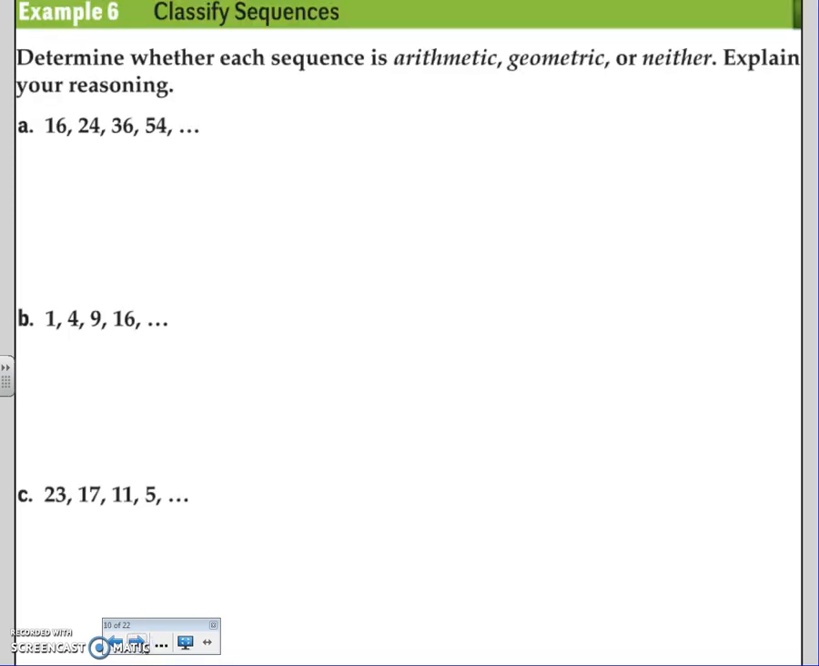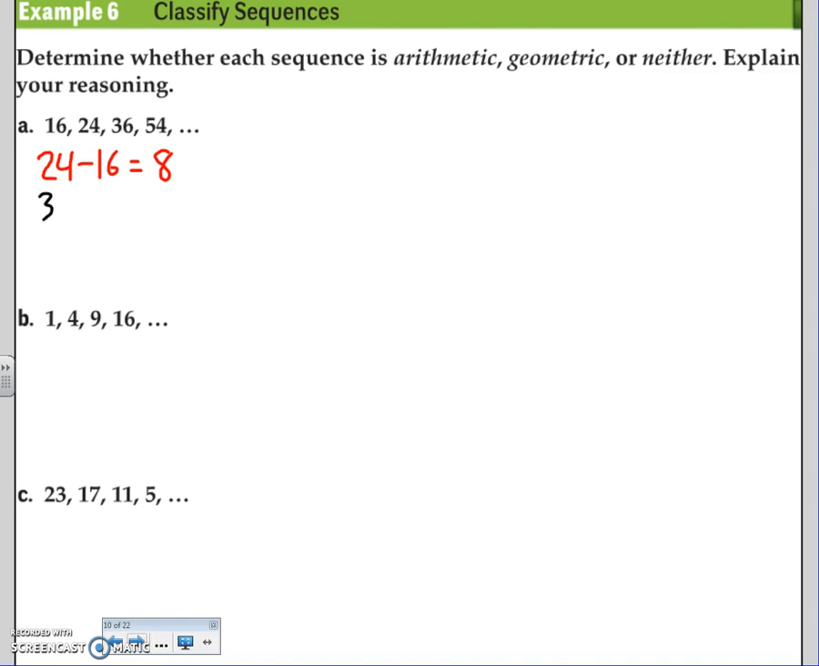Classify these, whether they're arithmetic, geometric, or neither, and explain. So first, let's just test them. This first one, let's see if it's arithmetic. I'm going to try to find the common difference. I'm going to check d. So 24 minus 16, that's 8. I think it's plus 8. So 16 plus 8 is 24. 24 plus 8 is 32, not 36. So no, it's not. There's no d.